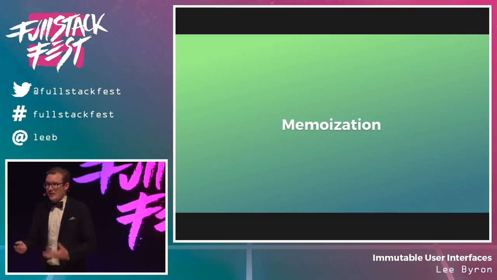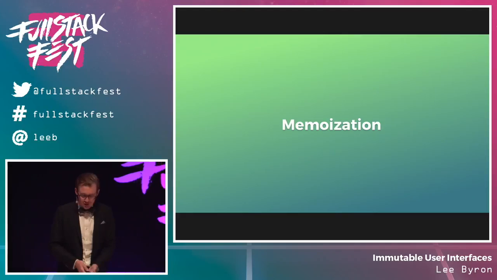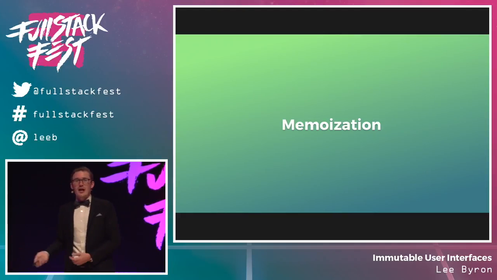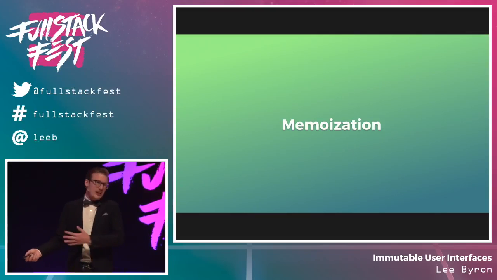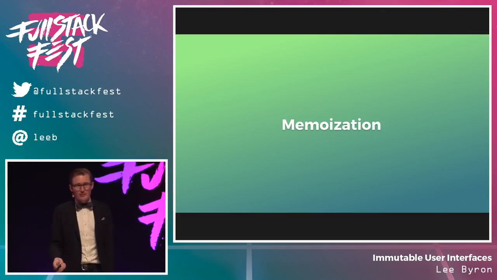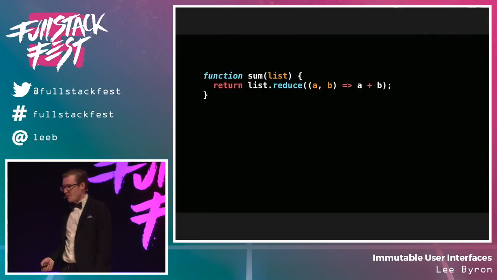And a prime example of the kinds of things that we can do when we have this is memoization. So memoization is when you take a function and if you call it a second time with the same arguments, you want to skip running the function and just return whatever it returned last time. So this is a cool performance technique that you can do for expensive functions like rendering a UI.